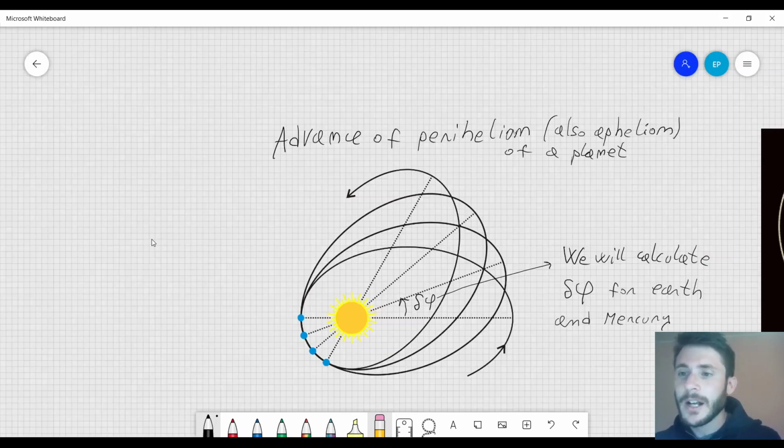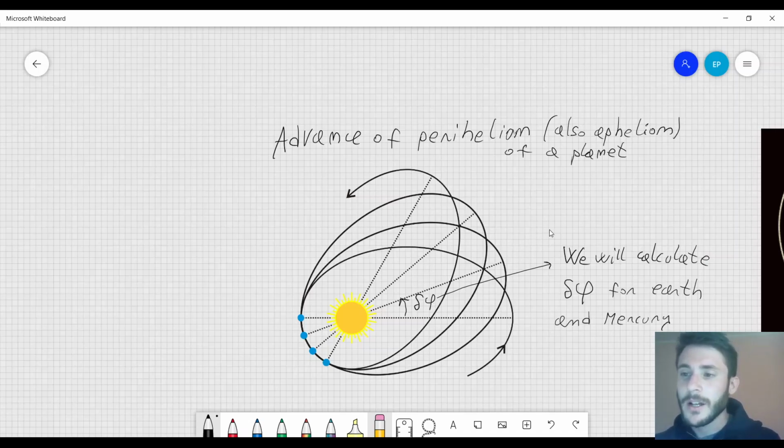If we consider an elliptical trajectory of a planet that's orbiting the Sun, the Sun occupies one of the two foci of the ellipse. According to classical non-relativistic physics, or if you want Newtonian physics, a planet traces out an elliptical orbit that's fixed, it doesn't change. But according to general relativity, there is some correction to this.